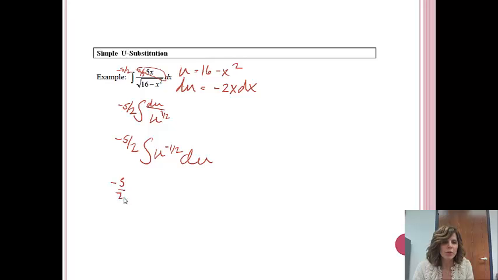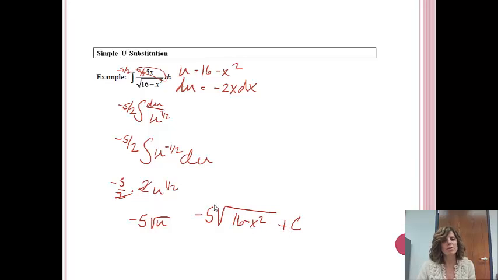And now I'm going to go ahead and evaluate the integral. The integral of u to the negative 1/2 would be 2u to the positive 1/2. These 2's are going to cancel out, so I'll be left with negative 5 square root of u, and then replacing my u back in, I'll have negative 5 square root 16 minus x squared plus c. So we don't want to make the problem harder than we need to. If we can do a u substitution, go ahead and do one.